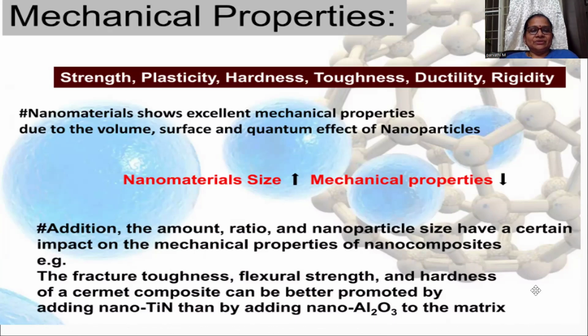For example, the fracture toughness, flexural strength, and hardness of a ceramic composite can be better promoted by adding nano TiN, titanium nitride, than by adding nano Al2O3 to the matrix. These are chemical compounds, and upon adding two different chemical compounds, the material's brittleness or toughness changes. So according to requirement or application, it can be made either a hard material or a flexible material by adding different chemical compounds.